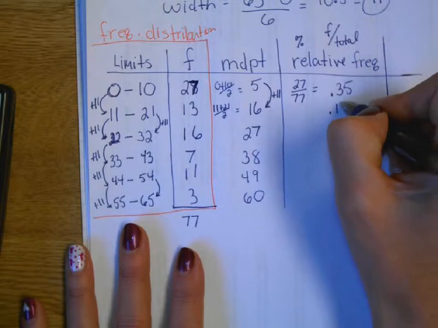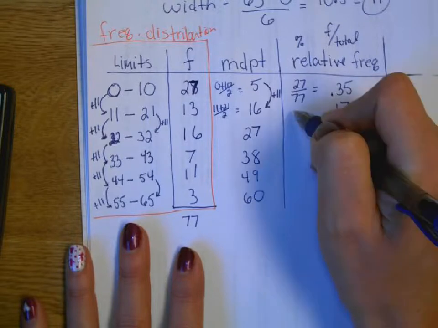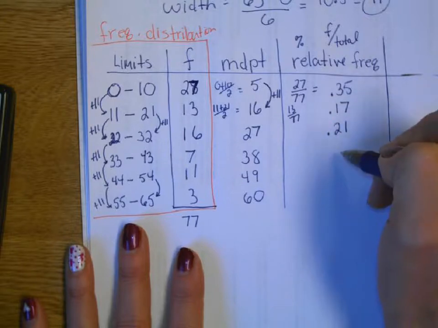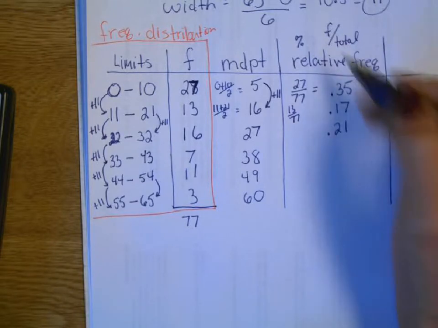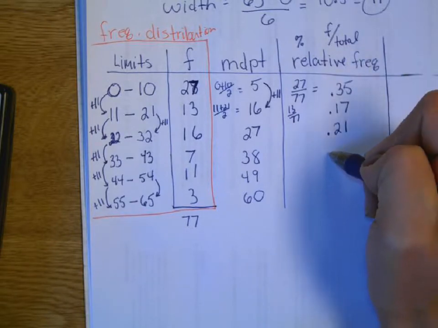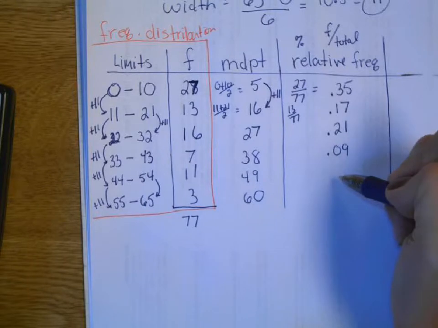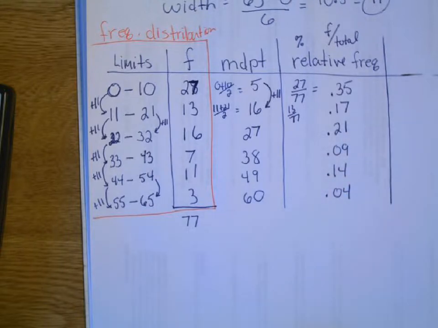0.17, so 17%. Next. So it'd be 13 divided by 77. Next is 0.21, 21%. You don't want us to actually write it as a percent? Nope. But that's what you're finding. That'll help you remember what to do. Next one is 0.09. And then next one is 0.14. Next one is 0.04. Are we good there?